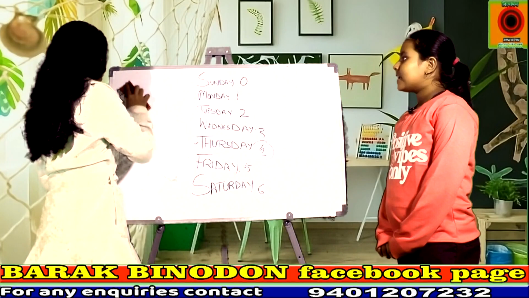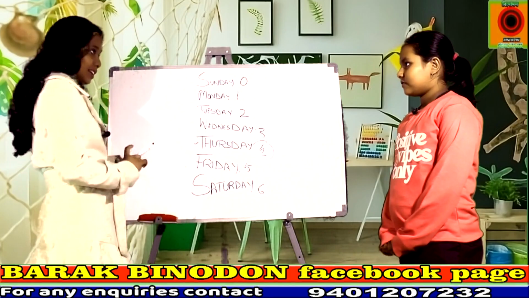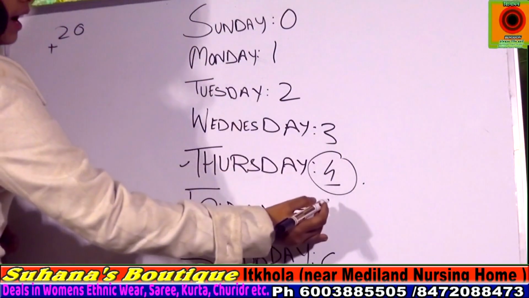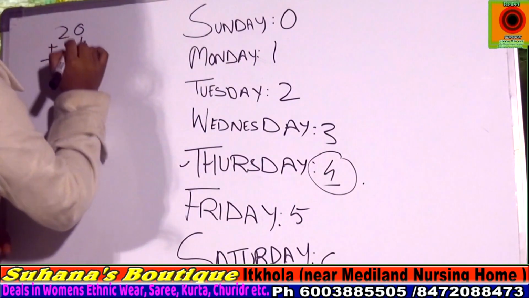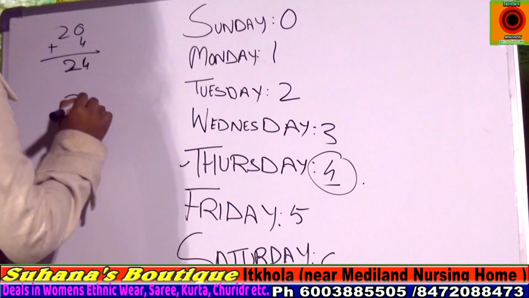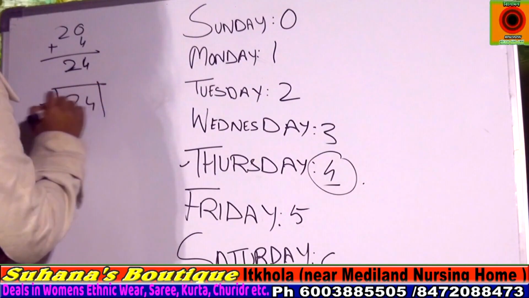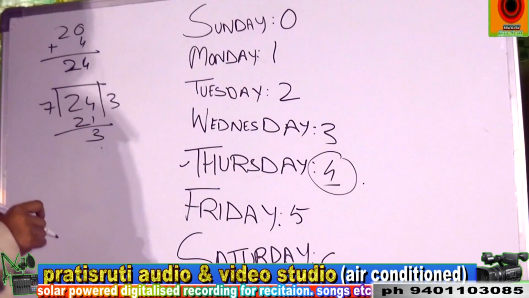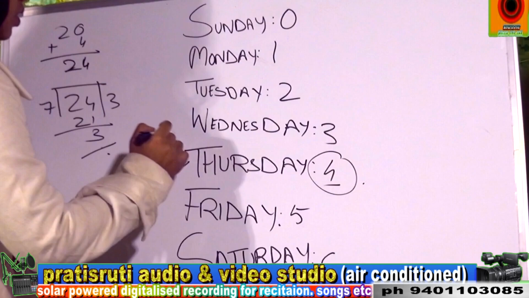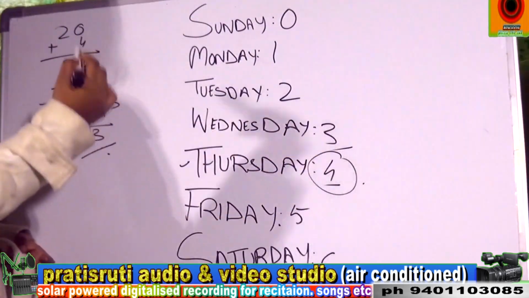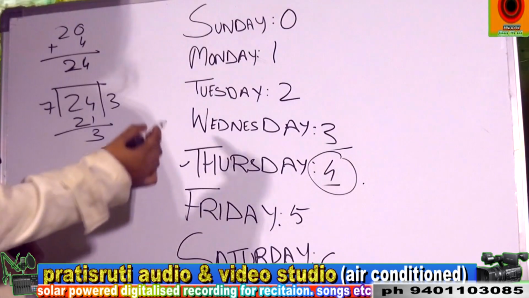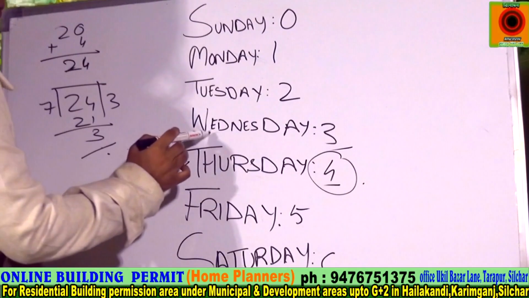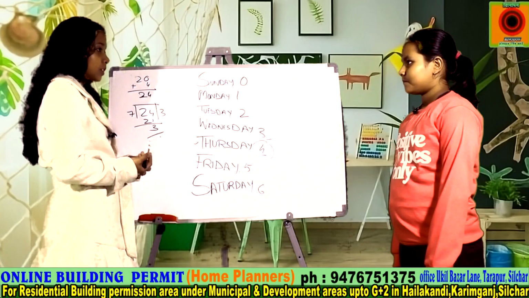Didi, what will be the day after 20 days? 20 days? Okay. So, I will write 20 here and add, as today is Thursday, I will add 4. 24. Now, I will divide 24 by 7. 3, 21. So, the remainder is 3. So, after 20 days, it will be Wednesday. As the remainder is 3 and the number of Wednesday is also 3, after 20 days from today, it will be Wednesday. So, did you understand the calculation, Tanvika?